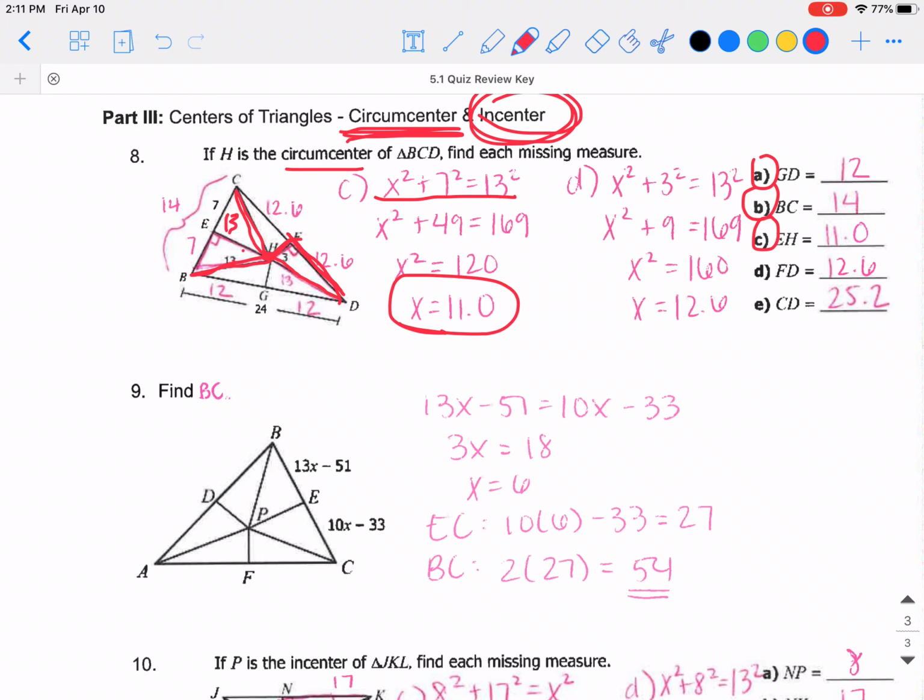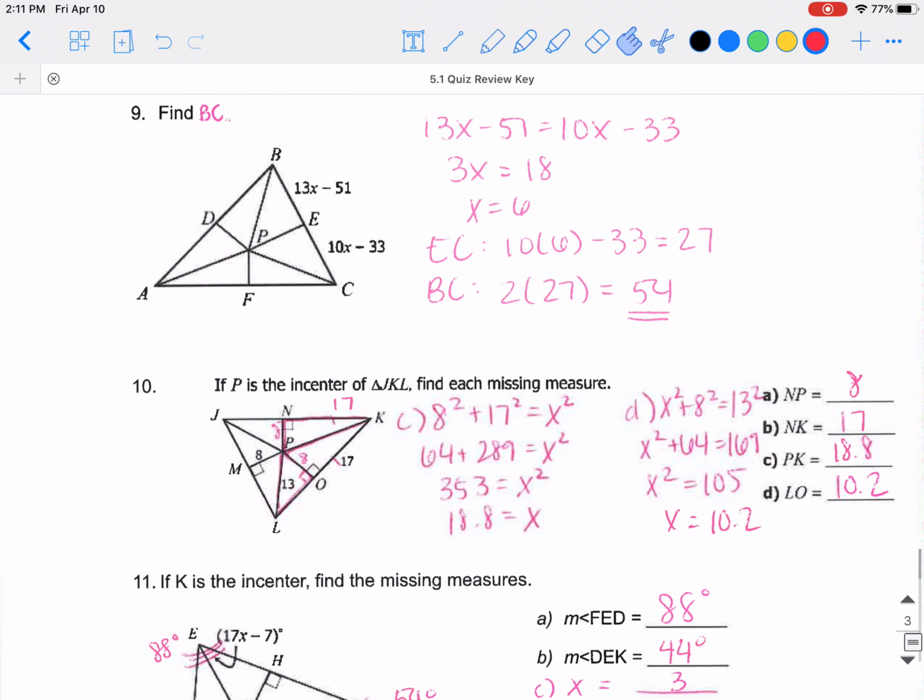So again, we're using Pythagorean theorem. Hypotenuse is 13, so x squared plus 3 squared equals 13 squared. When you solve for x, you get 12.6, so that's D. This piece is 12.6, which means this piece of the side is also 12.6. To find CD, you do 12.6 plus 12.6, or 12.6 times 2, which gives you E.